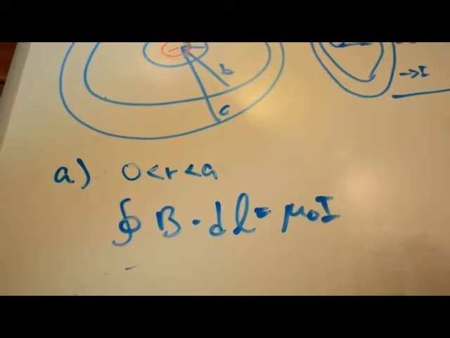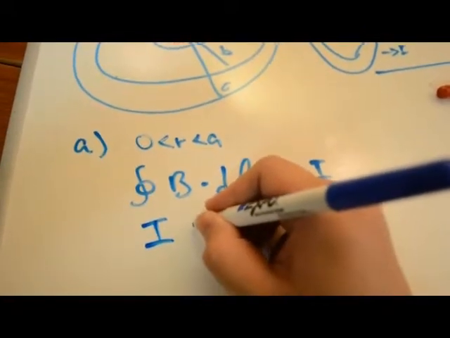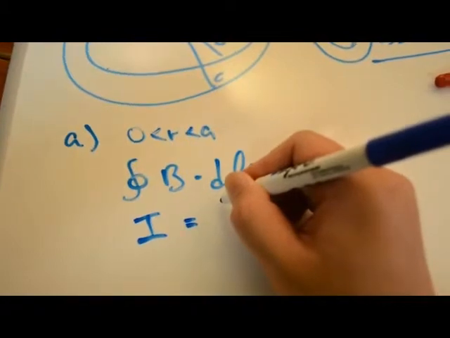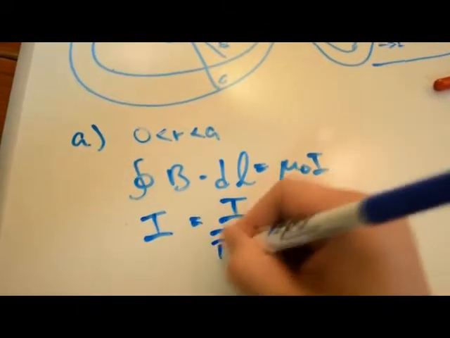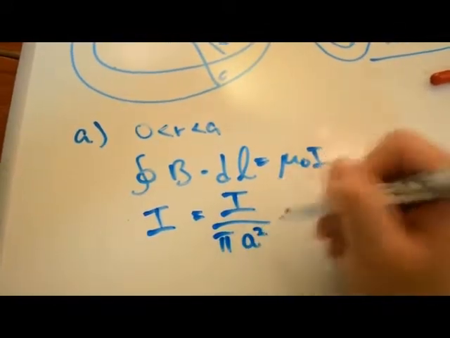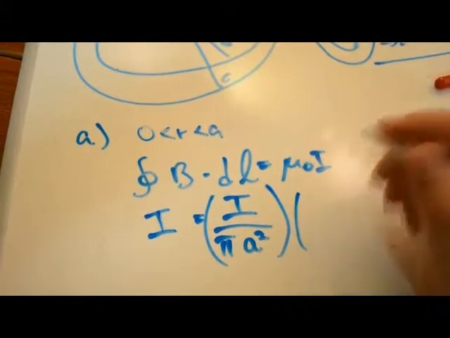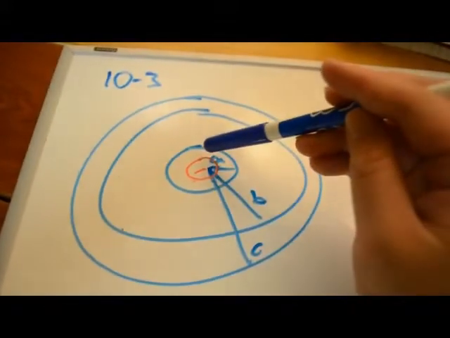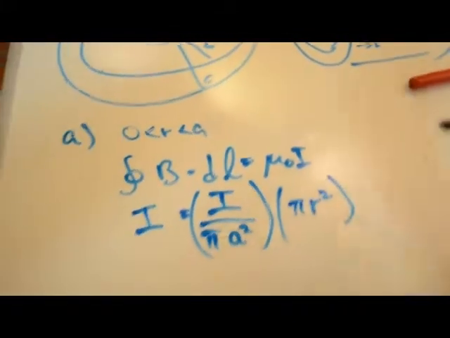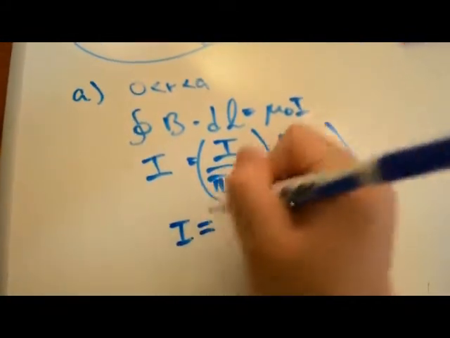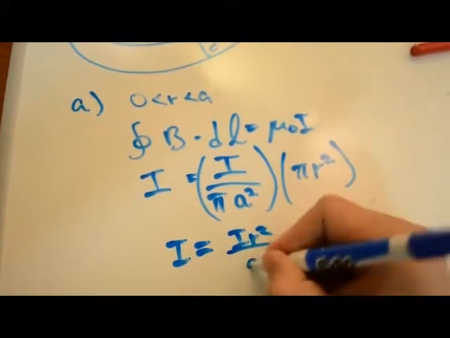The cylinder has uniform current, so you can calculate your I enclosed. The I enclosed is equal to your current density, your current per unit area of the cylinder, so pi a squared, and you times it by the circle the cylinder you're going to make with the radius r, so pi r squared. So your I enclosed turns out to be I r squared over a squared.